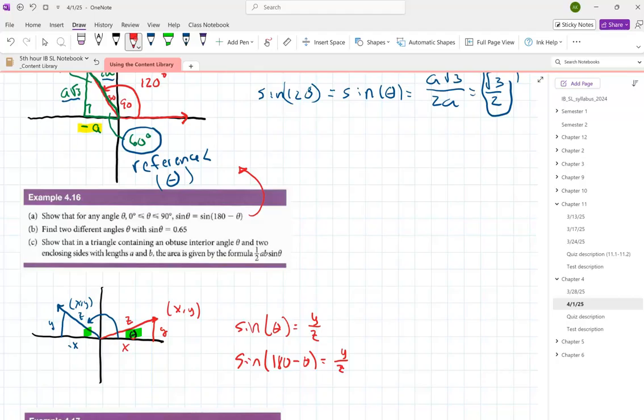So they did it geometrically as their explanation. Does that feel okay? So they just drew a picture and made some observation.